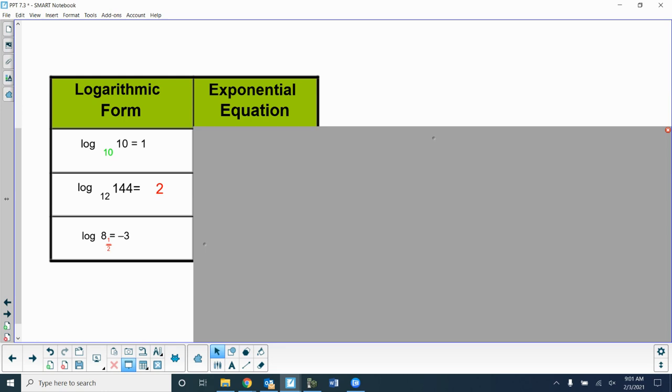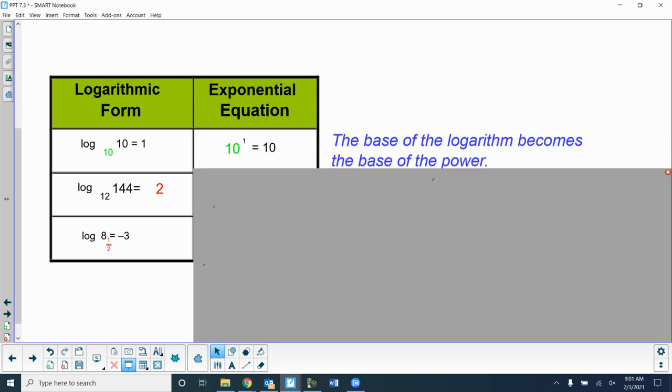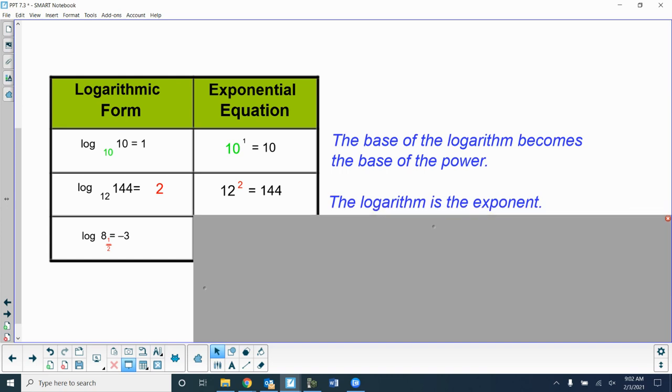It's the same way, 10 to the 1 equals 10. Good. 12 to the second equals 144. All right, you guys knew that. 12 squared is 144, right?